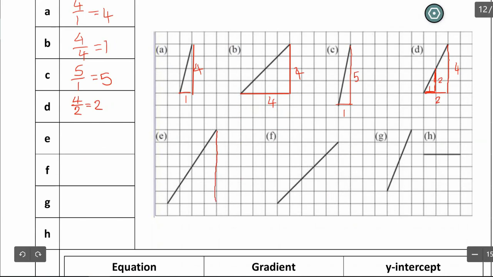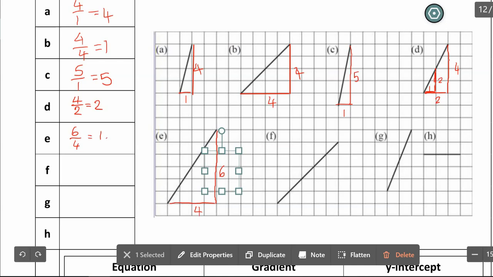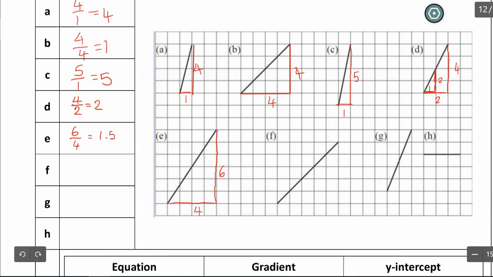Now this line has a rise of 6 and a run of 4. So 6 divided by 4 is the same as 1.5. And on line F, we've got a rise of 5 and a run of 5 as well. 5 divided by 5 is 1. So that one has the same gradient as line B. Okay, if you look at these lines, they do have the same steepness.